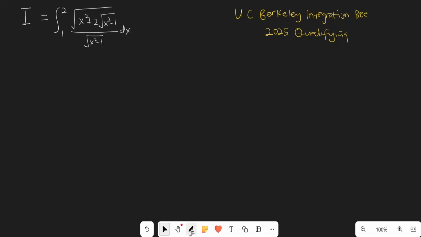So we can start off by doing a U-sub. Let u be equal to the square root of x squared minus 1. That's the denominator, right? In order for us to differentiate this easily, we take the square on both sides. So you have u squared equal to x squared minus 1. So you can isolate x squared. That becomes x squared is equal to u squared plus 1. And then we can differentiate this easily.